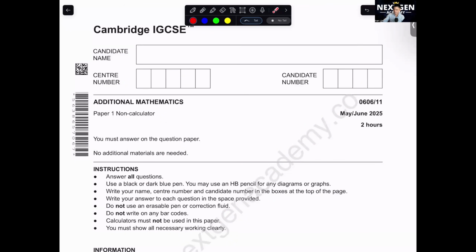Okay, welcome back, my NextGen family. Today we'll be going through the May June 2025 paper, paper 1-1. What are things that we need to take note of as we practice? You can't use a calculator. There's no rounding of values to three significant figures. Maybe for angles, one decimal place, but they never specify here because we won't get irrational numbers or numbers that keep recurring.